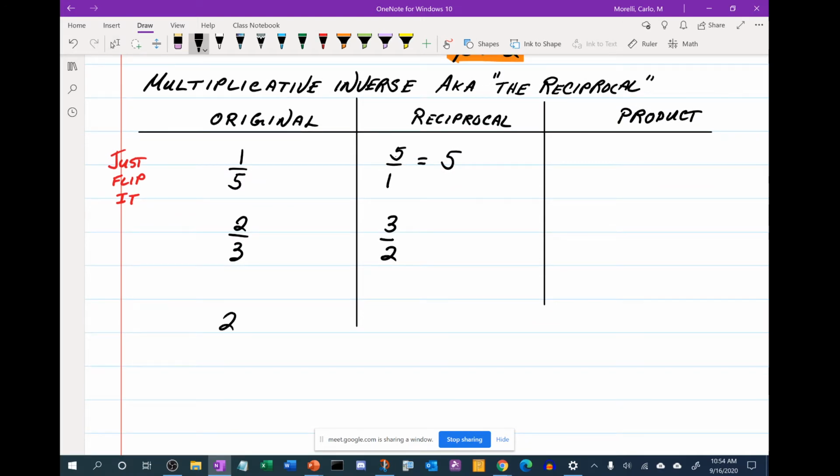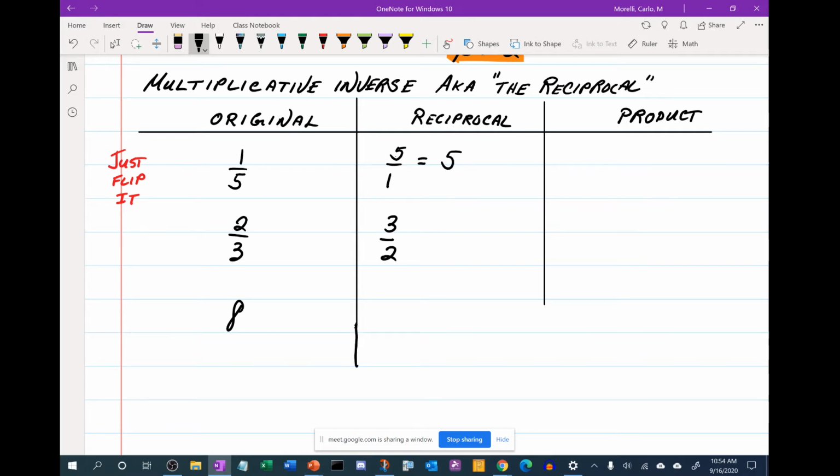How about 2x? Let me hold off on that for just a second. Let me just try 8. What's the reciprocal of 8? 1 over 8.